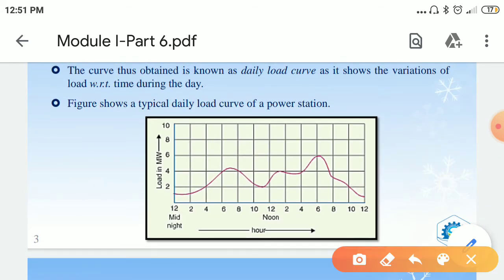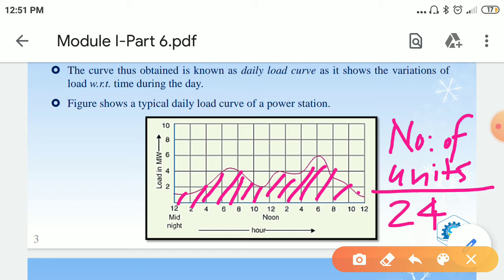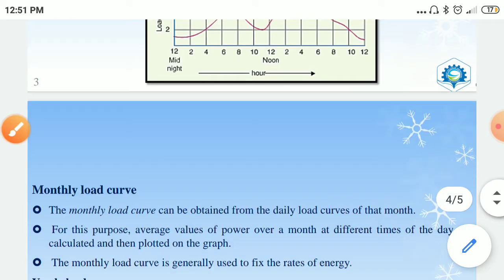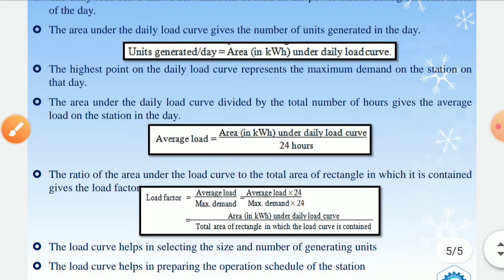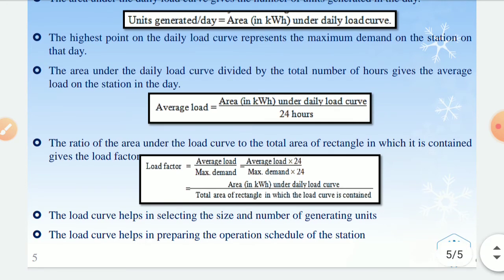So I am mentioning everything with the help of a daily load curve. Just go through this one. This is the area under the curve. If you take the area under the curve, we will obtain the total number of units generated. If we take the total number of units generated on that day divided by 24 hours, we get the average load. We have to take the area in kilowatt hours, because we have to find the average load in kilowatt value. That is why it is mentioned like this.